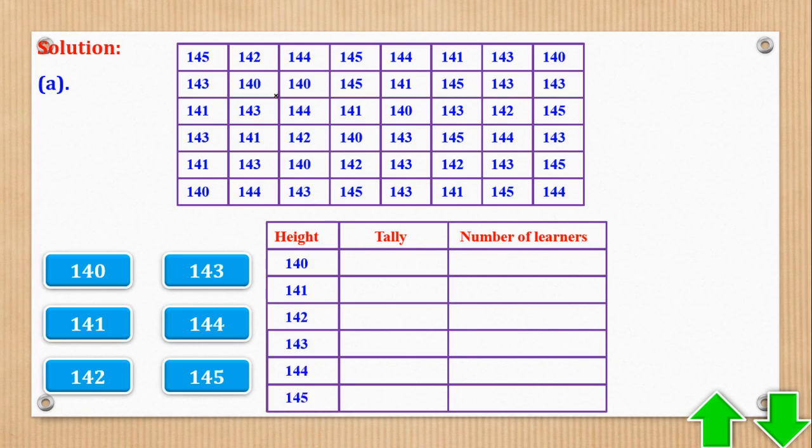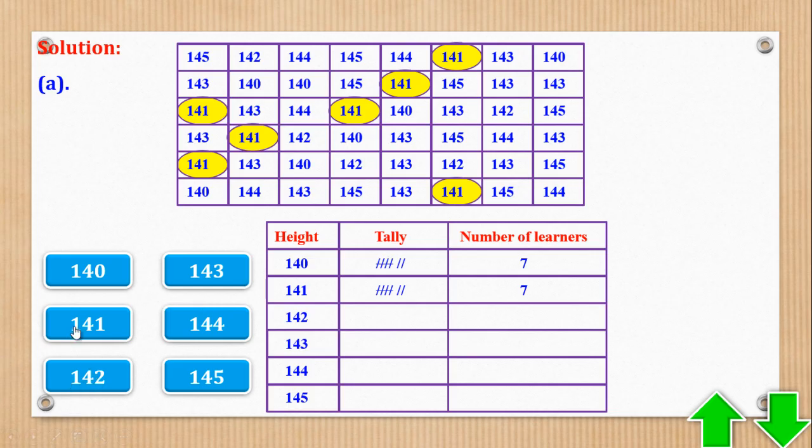After that, we shall start tallying. So this is where these buttons will help me. For 140, we shall come and look for them and count them. 1, 2, 3, 4, 5, 6, 7. So we shall put a tally of 7. Then for 141, we shall also count them. 1, 2, 3, 4, 5, 6, 7. So they are also 7, therefore we shall put a tally of 7.